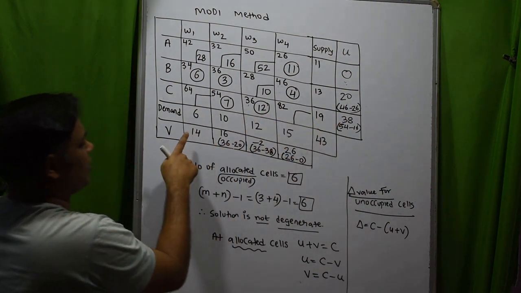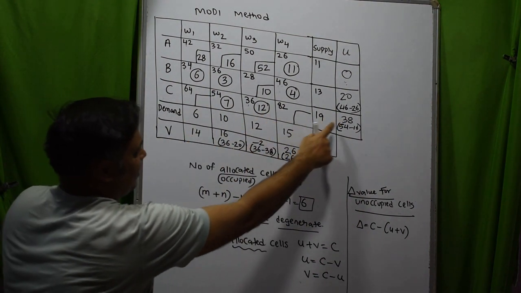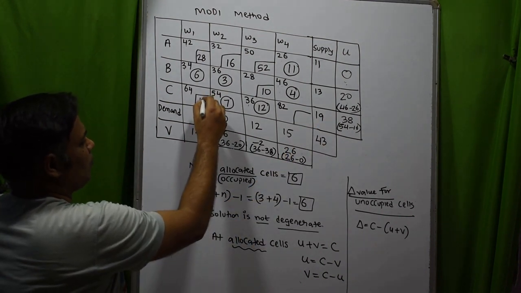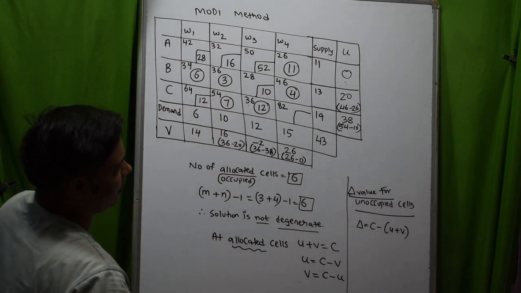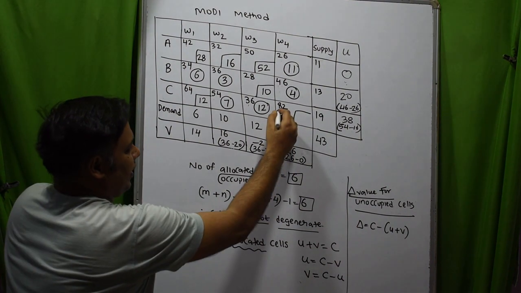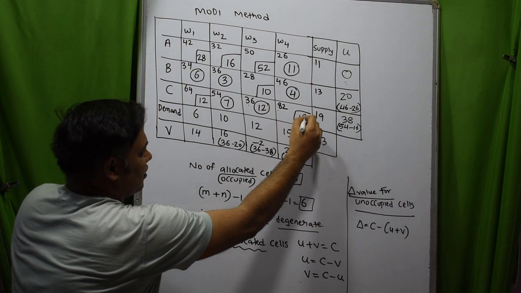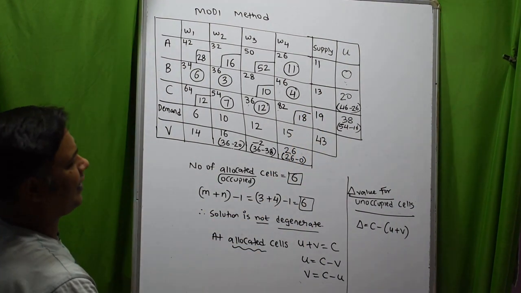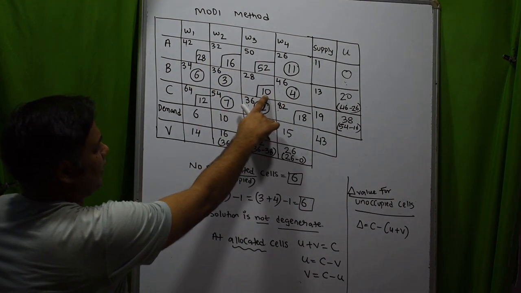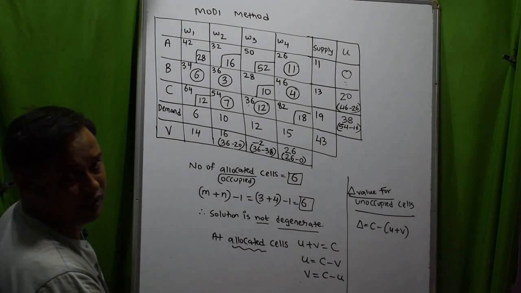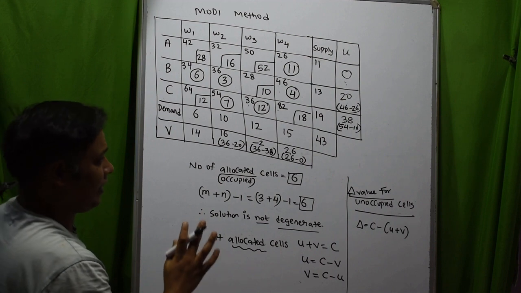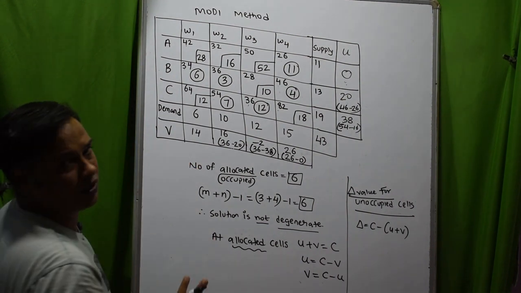We have a 64 here. Corresponding u is 38 and corresponding v is 14. So 38 plus 14 will be 52 and 64 minus 52 will be 12. 38 plus 26 comes to 64 and 82 minus 64 will be 18. So we have obtained all the delta values 28, 16, 52, 10, 12 and 18, and these delta values are not negative, which is an indicator that this is my optimal solution.